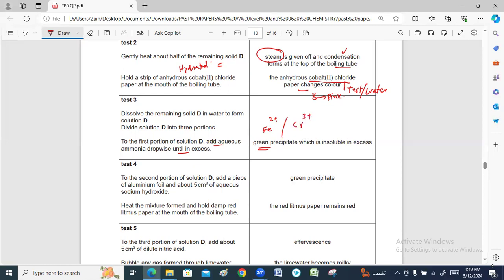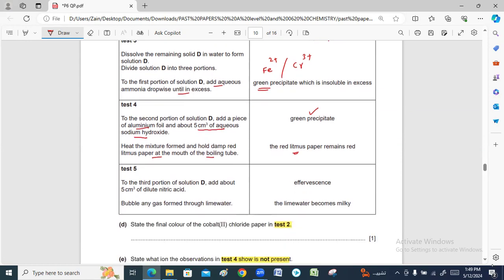The second portion of solution D: add a piece of aluminium foil and about 5 cm cube of aqueous sodium hydroxide. Then a green precipitate. Heat the mixture formed and hold damp red litmus paper at the mouth of the boiling tube. The red litmus paper remains red. Then test 5: to the third portion of solution D, add about 5 cm cube of dilute nitric acid and bubble any gas formed through lime water. And the lime water turns milky.